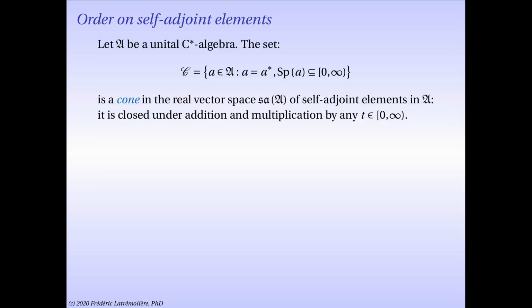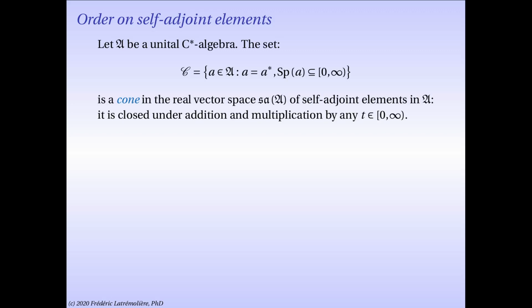So what we've shown, in particular, is that if you fix some unital C-star algebra and you define C as the set of those self-adjoint elements in your C-star algebra whose spectrum is contained in the positive half-line, then C is a cone in the real vector space of self-adjoint elements of your C-star algebra. Being a cone means you're closed under addition, and we just proved that, and closed under scalar multiplication by a positive scalar, which is trivial to check.